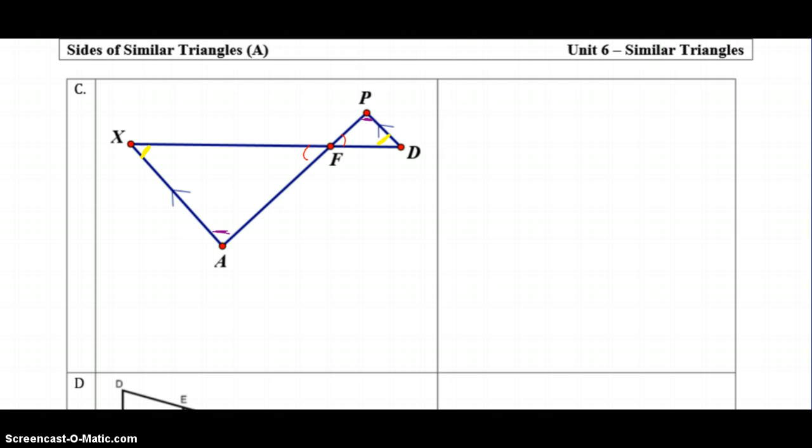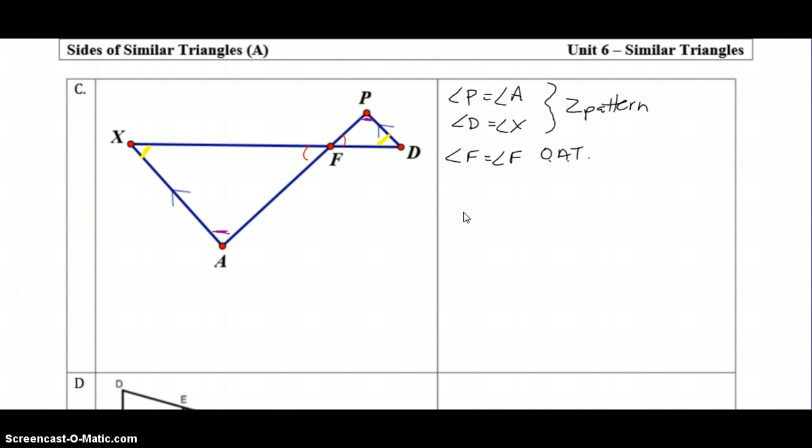These guys are also going to be equal because of opposite angle theorem. So to just state that nice and clearly, angle P is equal to angle A, angle D is equal to angle X. These are both because of the Z pattern. And angle F is equal to angle F because of opposite angle theorem. They're just opposite of each other.